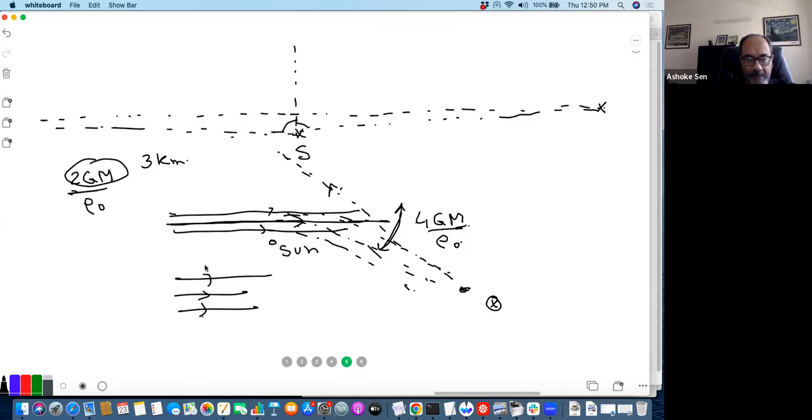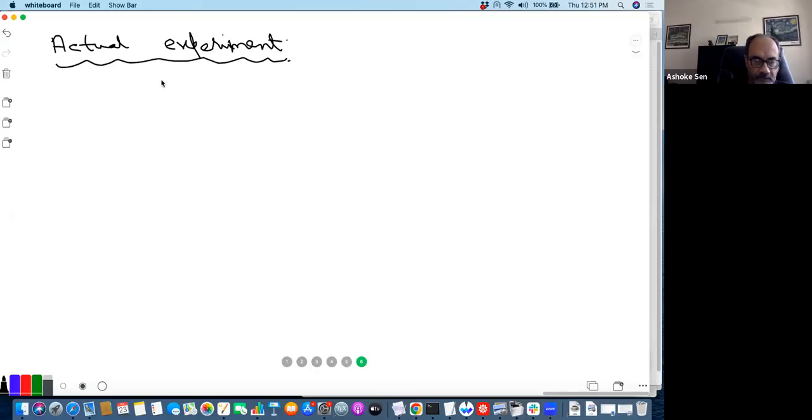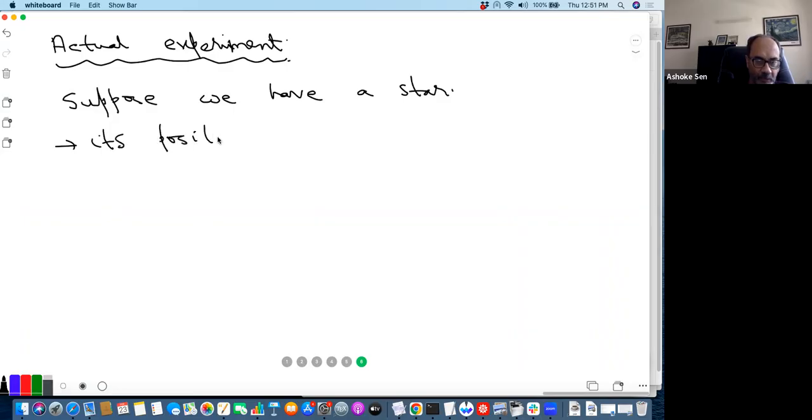Okay, so let me now describe how exactly it is measured. The actual experiment. So basically, let's suppose you have a star. We have a star on the celestial sphere. So its position on the celestial sphere is fixed, right? Because the stars don't really move on the celestial sphere.